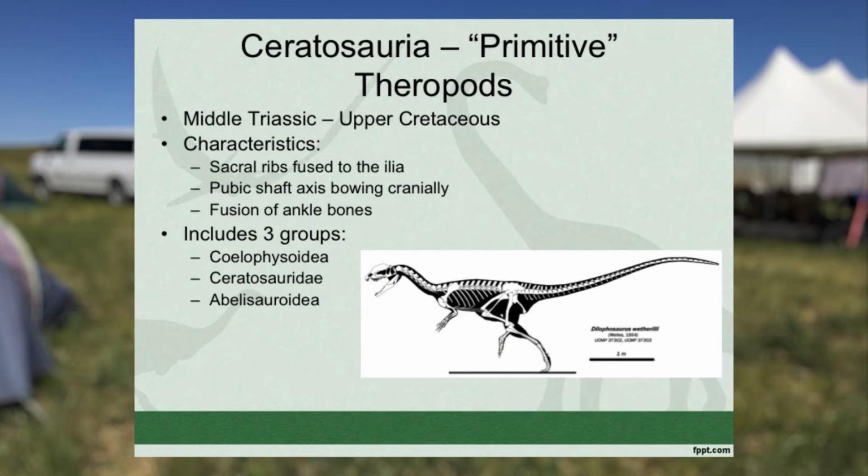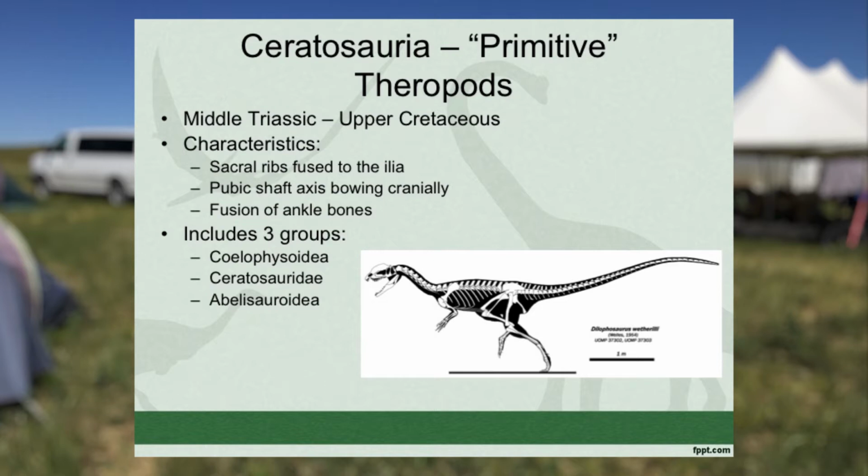All right, Ceratosauria. Mainstream scientists consider these the primitive theropods just because they're usually found lower down, so middle Triassic to upper Cretaceous, if we're looking at where they're found in the fossil record. A few unique characteristics. Sacral ribs fused to the ilia. So that means this area in here was probably fused together, and that just reinforced the pelvic girdle, usually for running. Pubic shaft axis bowing cranially.